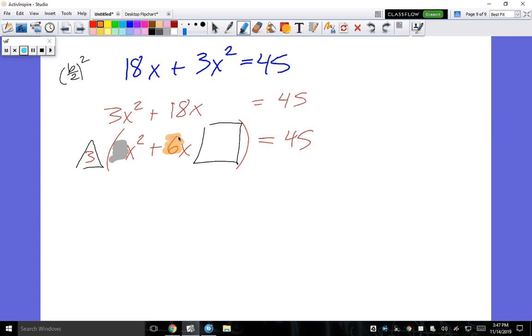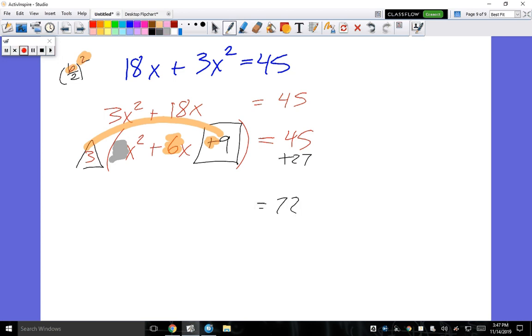B is 6. So 6 divided by 2 is 3. Squared is 9. You said it would always be positive because it would be squared, and you were correct. But I'm not adding 9 to the right side. How much am I adding? 27. So this is 72.